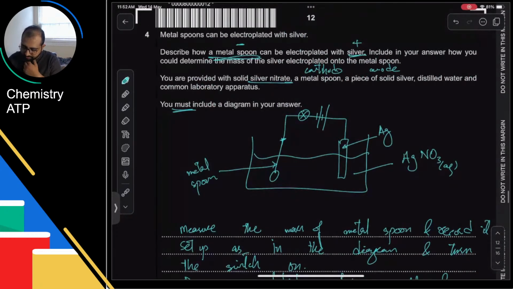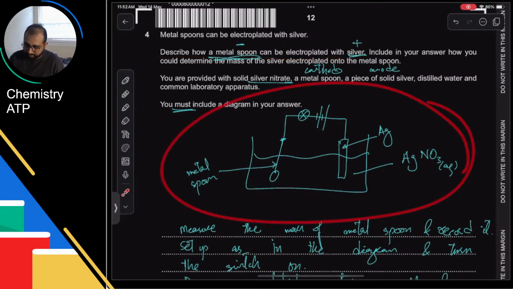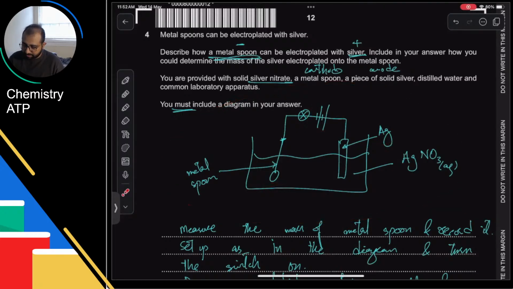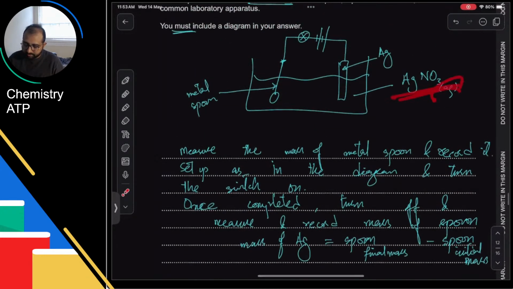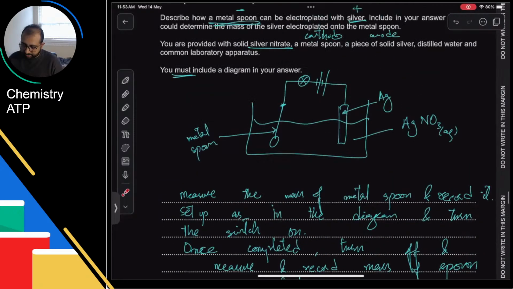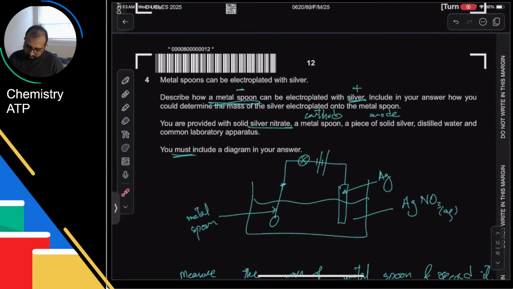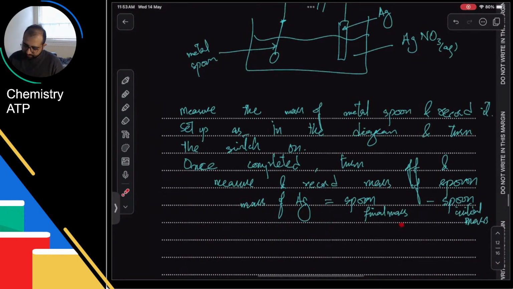Let's see if we have missed anything. What have we done so far? Have we described how it can be electroplated? And have we done the setup? Yes, perfect. We have shown the silver here, we have shown the spoon should be here, we have corrected the polarity, we have shown what the solution is going to be, and we have shown that the solution is aqueous. Second, determine the mass of silver electroplated. Have we done that? Yes, we have determined the initial and final masses, and the mass of silver that is plated. And yeah, we are done.